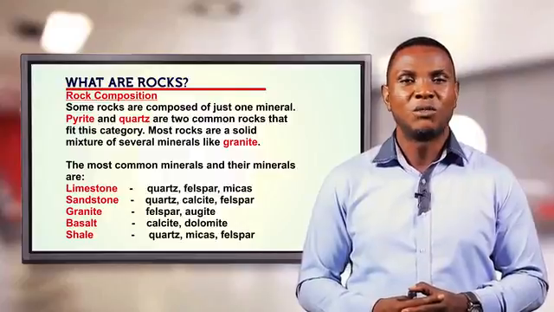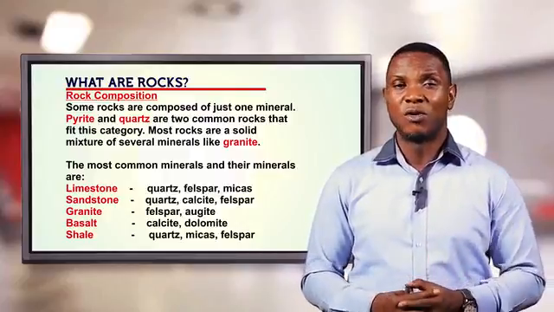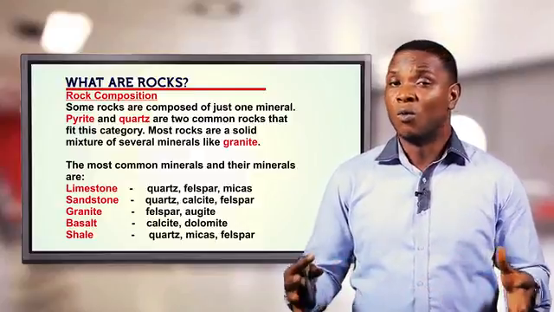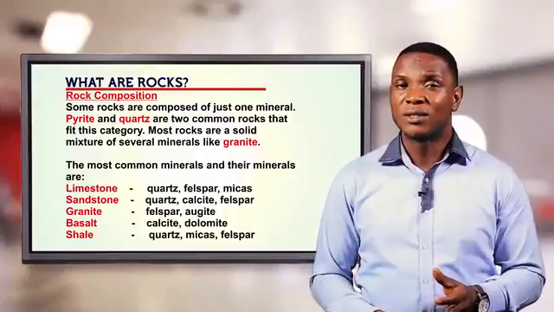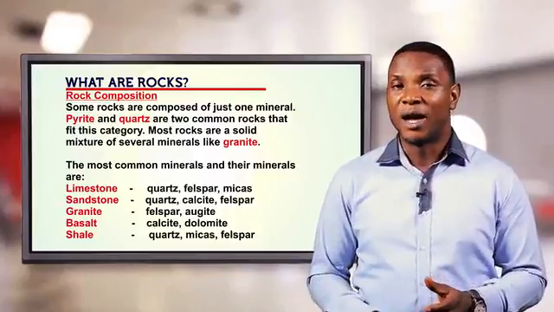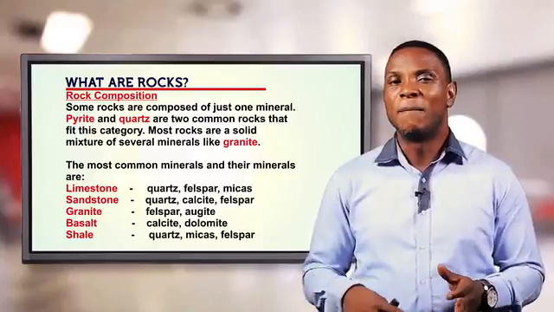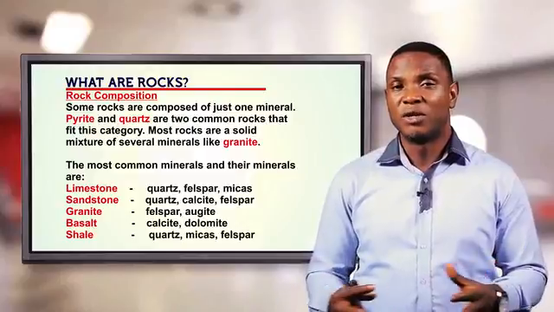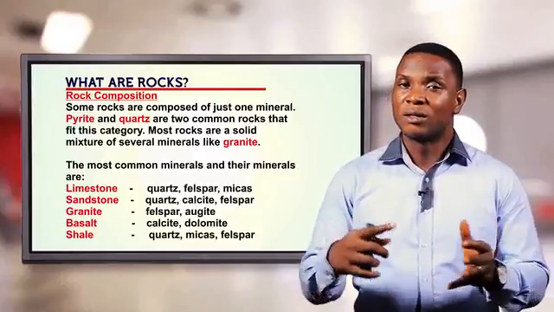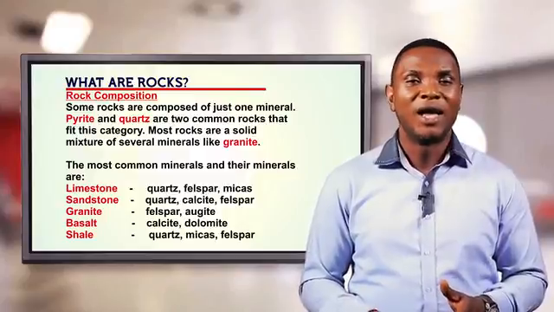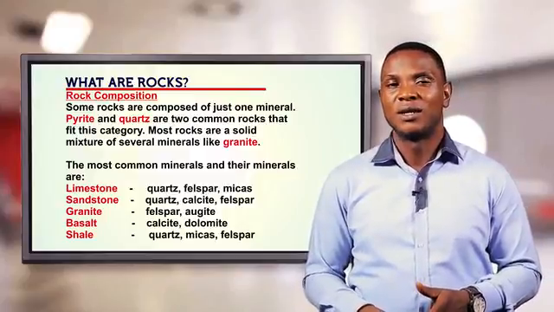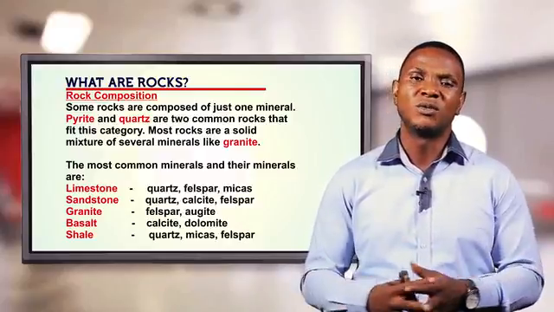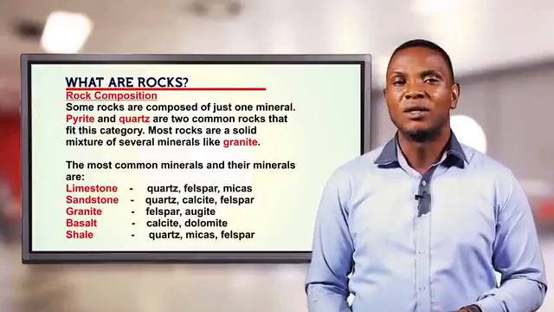Let's take, for instance, limestone. Limestone is a type of rock. And guess what? It is made of 3 distinct minerals. One of those minerals is quartz. The second mineral is feldspar, and of course the third mineral is mica. Sandstone is another kind of rock that is also composed of 3 minerals, which are quartz, feldspar, and also calcite. And finally, granite, which is another example also, is a rock composed of 2 minerals, feldspar and augite.